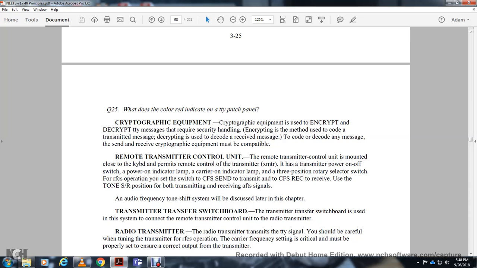You select the CFSN send, transmit, CNF to receive. You will tone SNR with the position of both transmitting and receiving the AFTS signals. The audio frequency tone shift system we'll discuss later in this chapter.